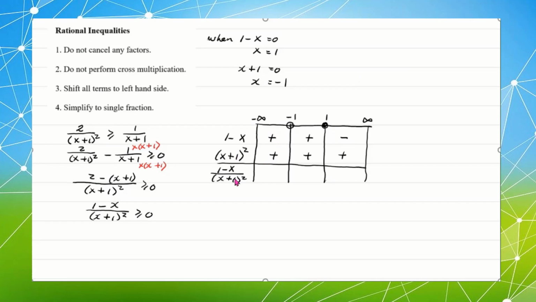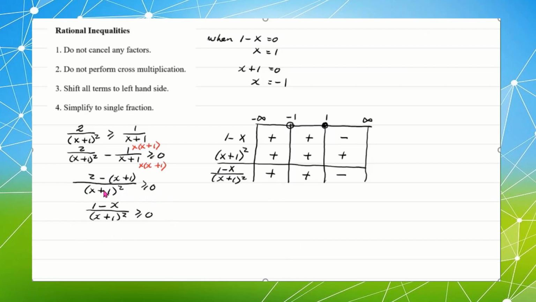Since positive divided by positive, the answer is also positive. Then for the second interval, also positive divided by positive, so the answer is positive. Then for the interval where x is greater than 1, the numerator is negative divided by the denominator positive. Now the answer is negative.